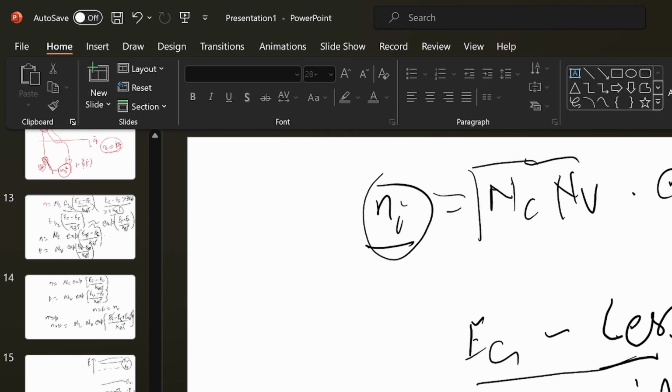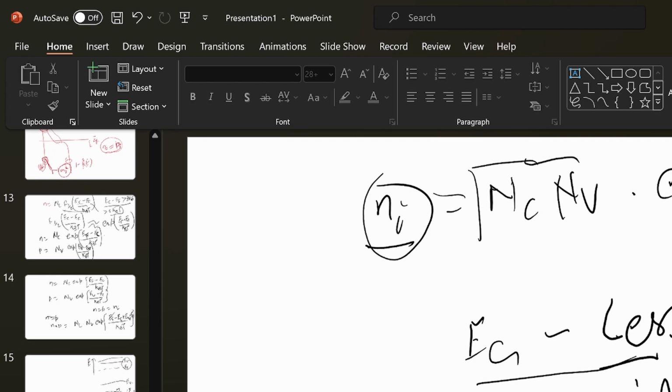Okay, Eg is high. So what can happen? This intrinsic carrier concentration can be 10 raised to power 6 or 10 raised to power 5. So there is a very huge scope of tuning the conductivity of the material. So this is like kBT at 0.026 electron volts.